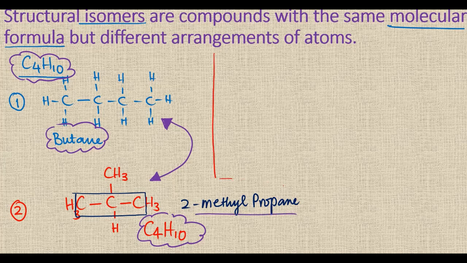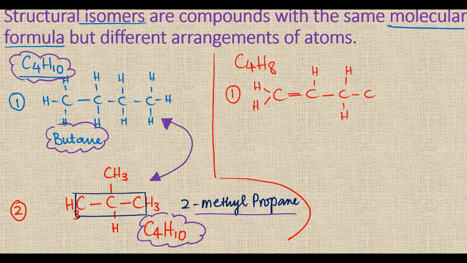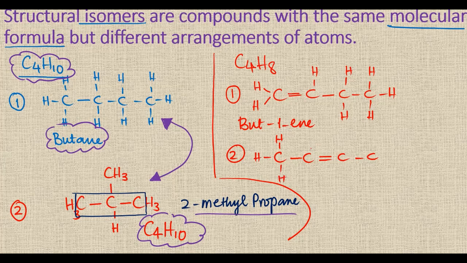Another example of structural isomerism could be seen by looking at a molecule C4H8. The first compound that could be drawn is a straight chain molecule, let's say having the double bond between carbon atoms number 1 and 2, completing all the rest of the valencies. This one is C4H8. The name of this compound is but-1-ene. Another possibility is playing with the position of the double bond.